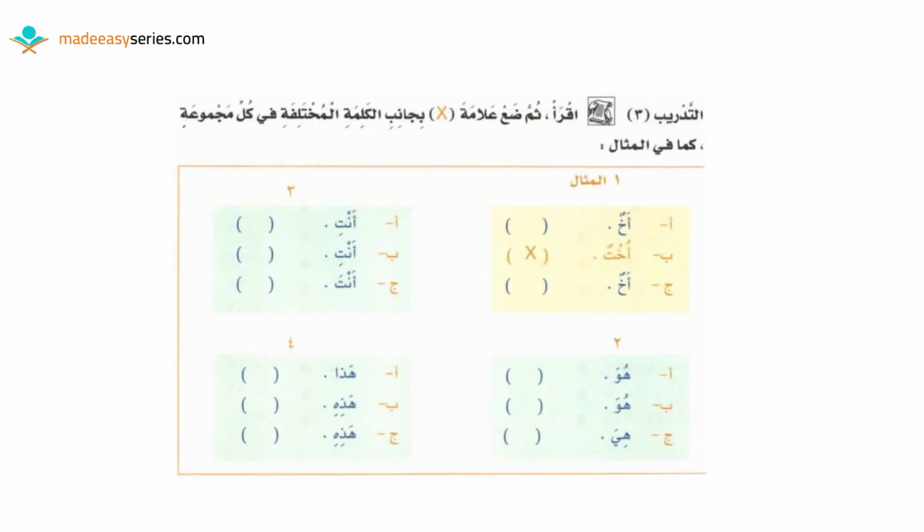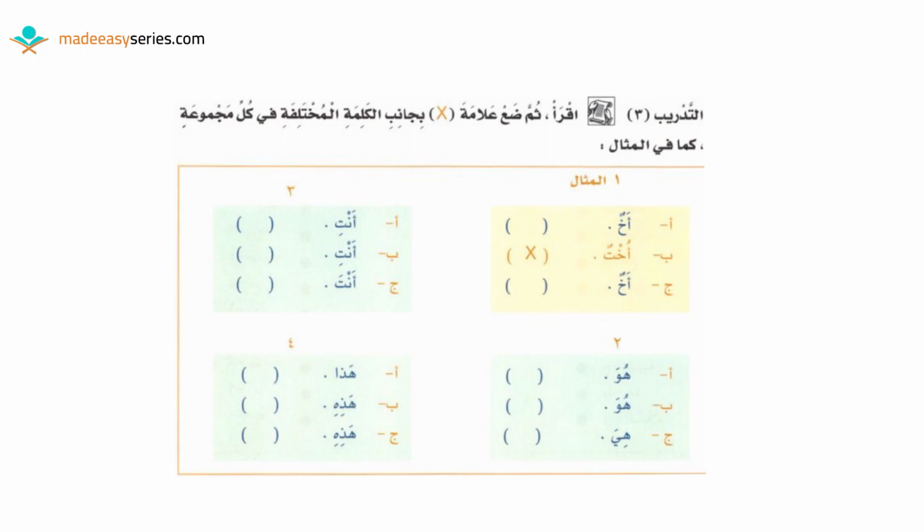It says التدريب الثالث, the third exercise. اقرأ, read, ثم, then ضع علامة, put the sign, the cross sign, علامة الخطأ, بجانب, beside الكلمة المختلفة, beside the different word, في كل مجموعة, in every box. كما في المثال, just like in the example. In front of us there are 4 boxes. In each box there are 3 words. 2 of the words are the same, 1 word is not the same in each box. What we need to do is to cross out the word that is not the same.